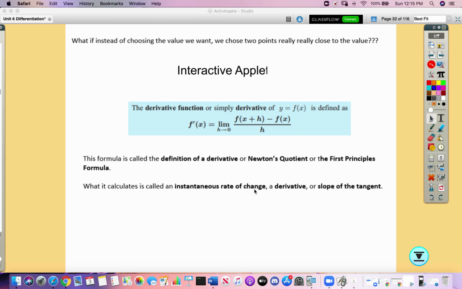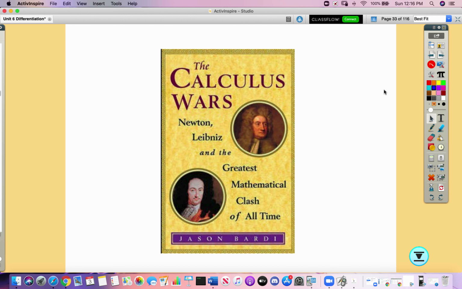Now, these are all equivalent statements. Instantaneous rate of change is a derivative. Instantaneous rate of change is the slope of the tangent line. And a derivative is the slope of the tangent line. So a derivative is simply a slope. I know a lot of times people get intimidated by calculus. It's got to be so hard. No, it's just a slope. And you've been doing slopes since the 7th grade.